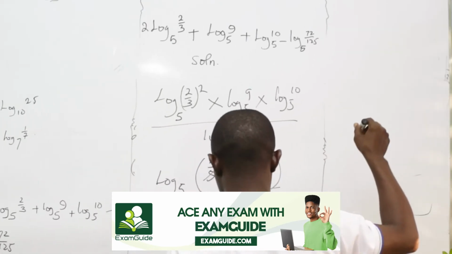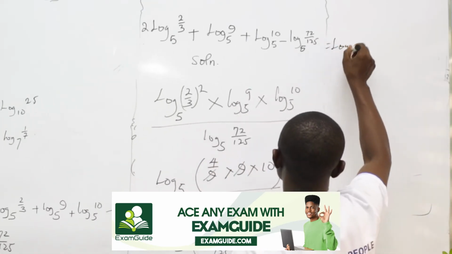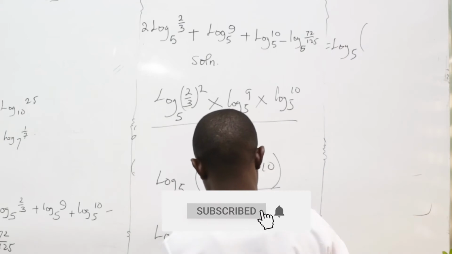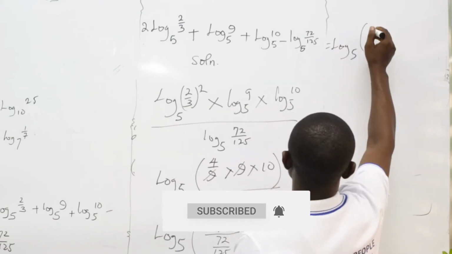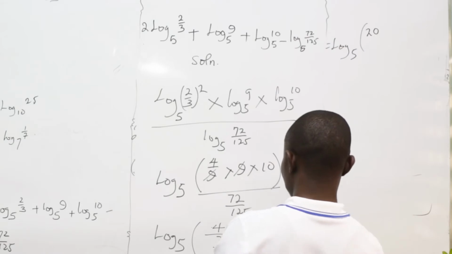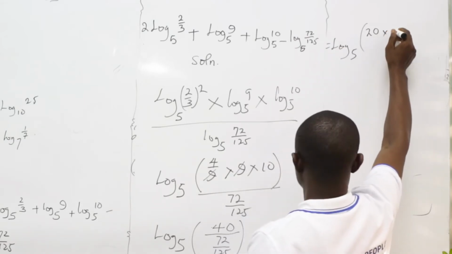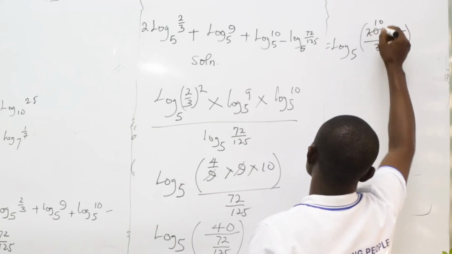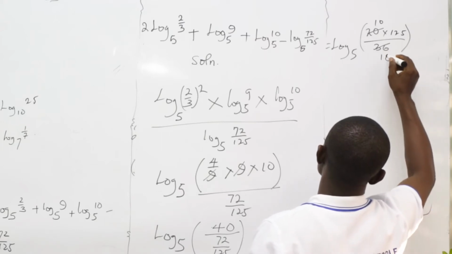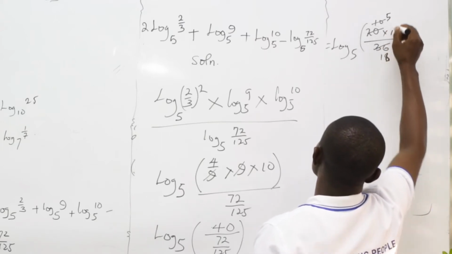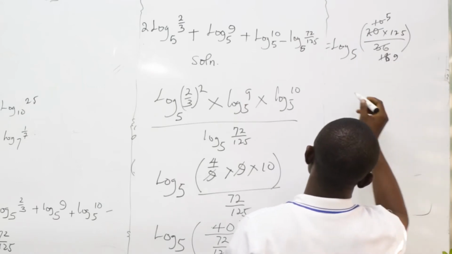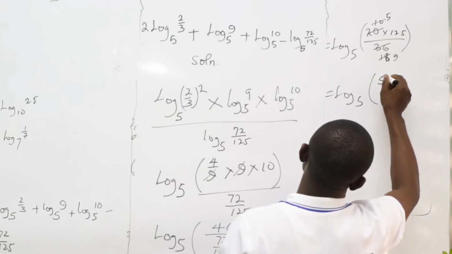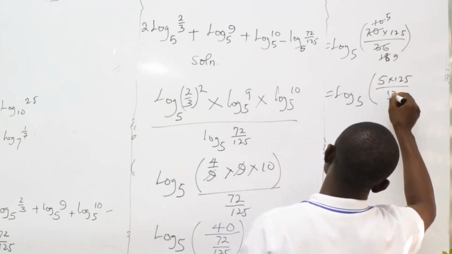So, log. There's 2 in 40, it will give us 20. 2 in 72 will give us 36. 2 here again, 10. 2 here again, 18. 2 here, 5. 2 here, 9. What do we have now? Log 5 multiplied by 125 all over 9.